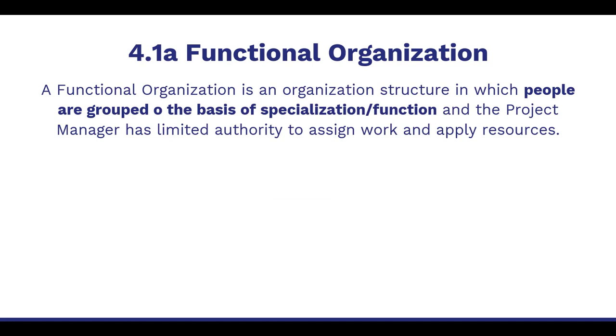A functional organization is an organization structure in which people are grouped on the basis of specialized functions. And the project manager has limited authority to assign work and apply resources. The functional manager generally controls the project budget and makes most project decisions, and is the primary person who coordinates the project communications outside of functional areas by contacting his or her functional managers.